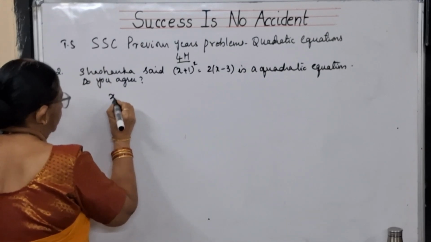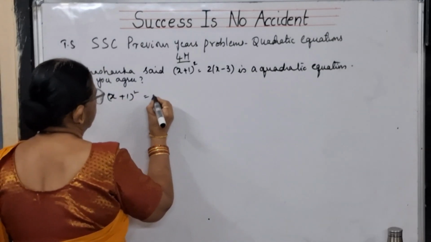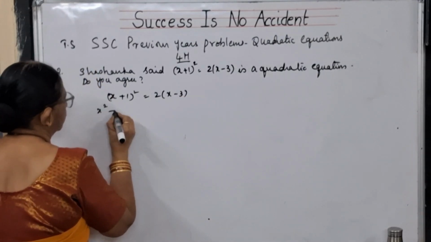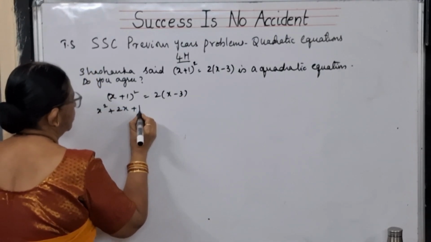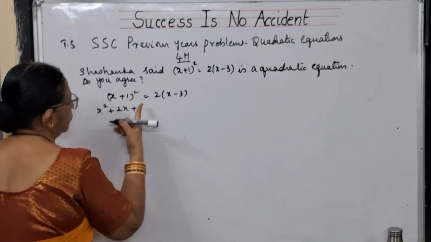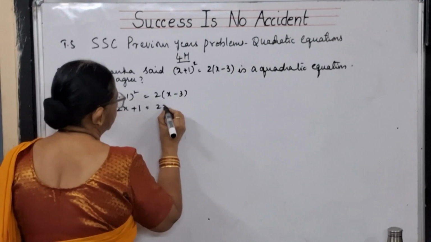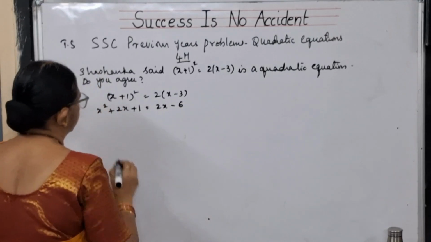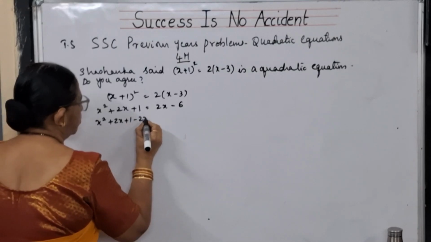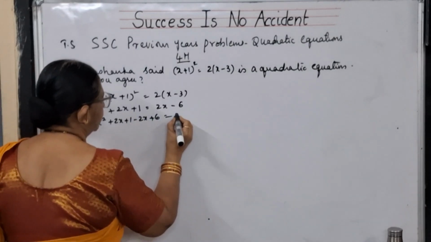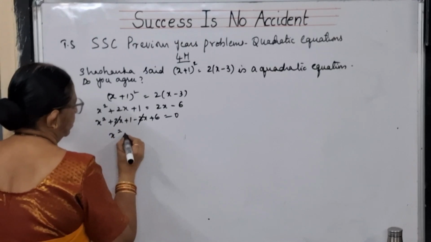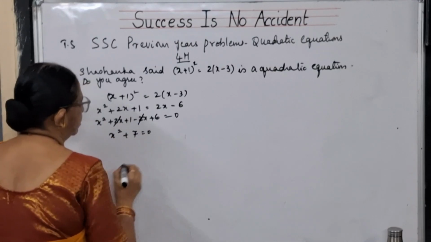So, let us take x plus 1 whole square is equal to 2 into x minus 3 is the problem. That is x square plus 2x plus 1, a square plus 2ab, 2 into 1 into x, 2x, plus 1 whole square is 1, is equal to 2x minus 6. So, x square plus 2x plus 1 minus 2x plus 6 is equal to 0. Plus 2x minus 2x will get cancelled. x square plus 7 is equal to 0.